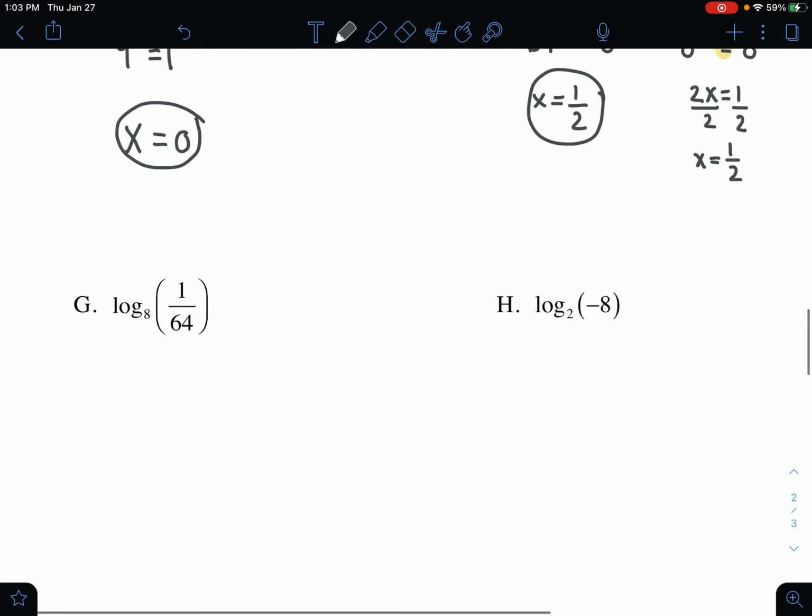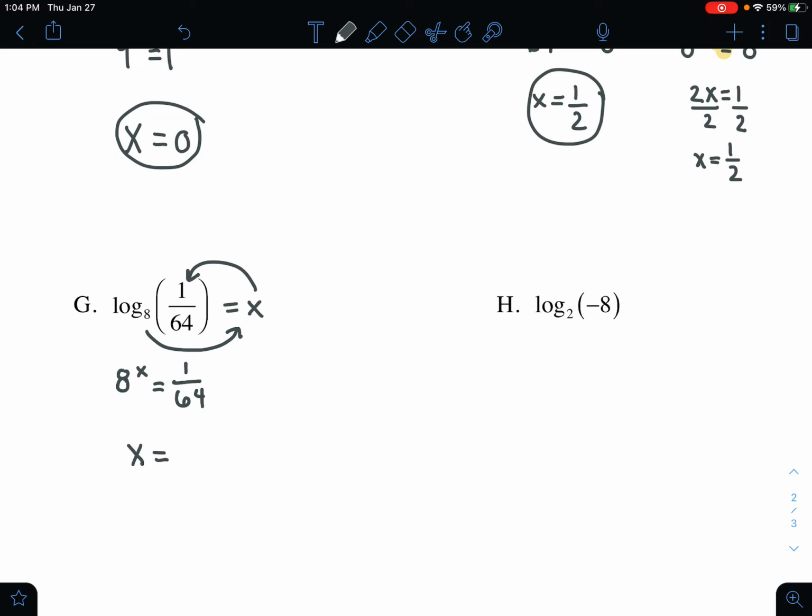All right, for G, 8 to the what power is equal to 1 over 64. I go from a whole number to a fraction, so you know it must be negative. Now 8 to what power is 64? To the second. So my answer will be x equals -2.